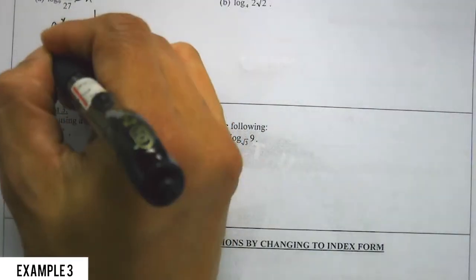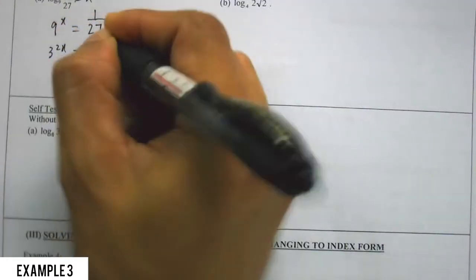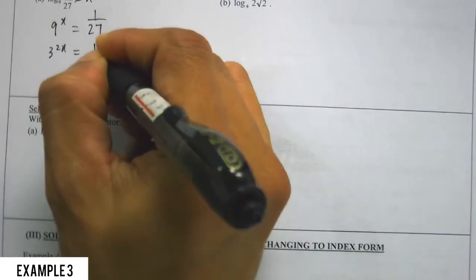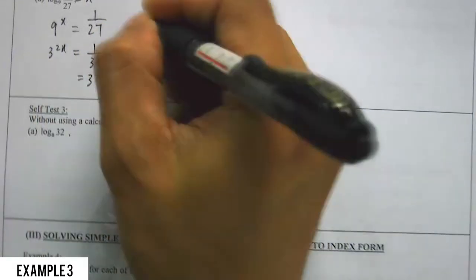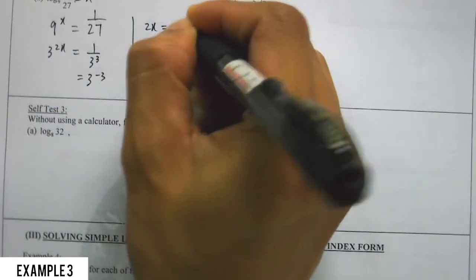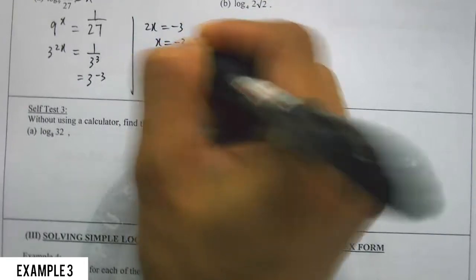9 is 3 power 2. 27 is 3 power 3. So when I bring it up, it's 3 power negative 3. Fair enough. So 2x is negative 3. x is negative 3 over 2.